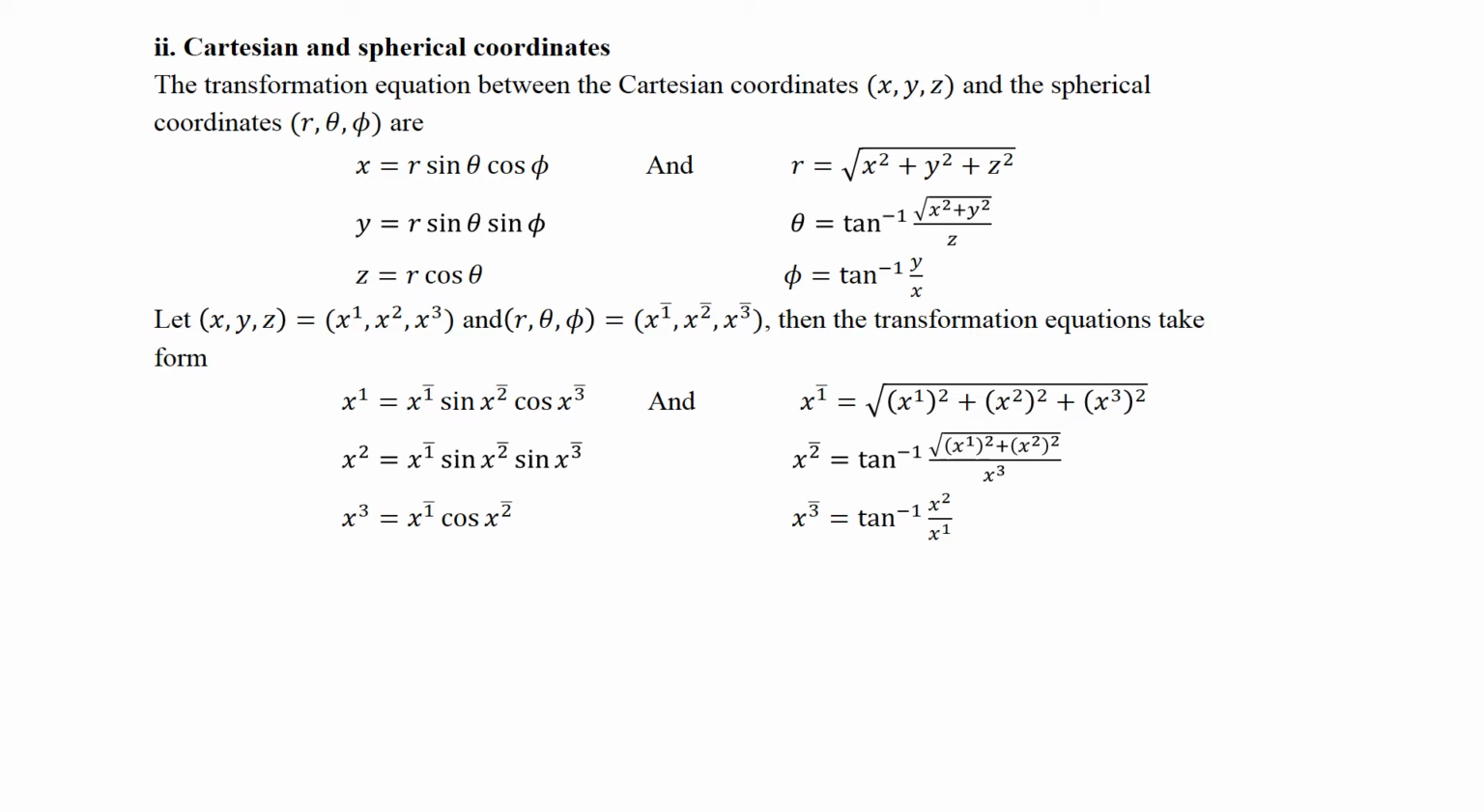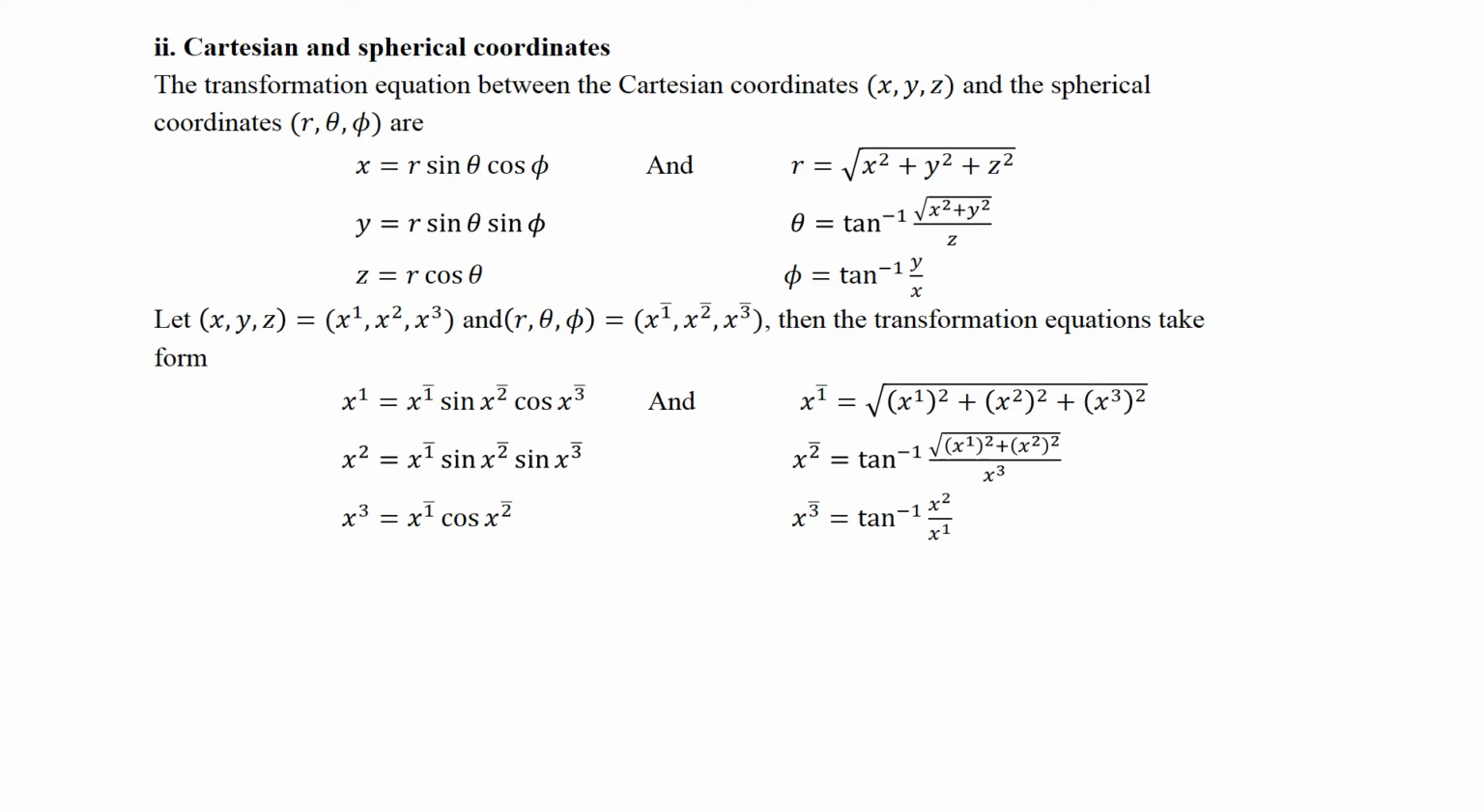Okay, now if we change the Cartesian coordinates into spherical polar coordinates, as we taught in the previous lecture, x is equal to r sine theta cos phi, y is equal to r sine theta sine phi, z is equal to r cos theta, and its inverse form is r is equal to square root of x square plus y square plus z square, theta is equal to tangent inverse square root of x square plus y square over z, and phi is equal to tangent inverse y over x.